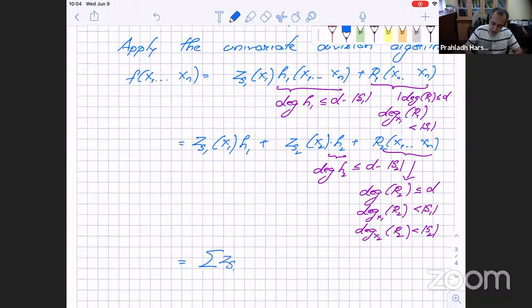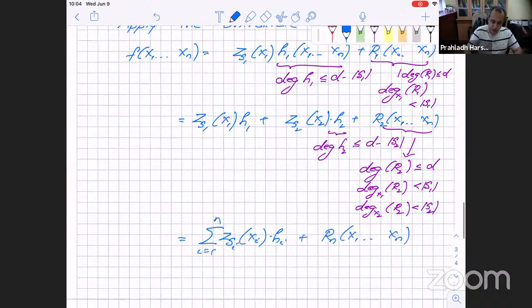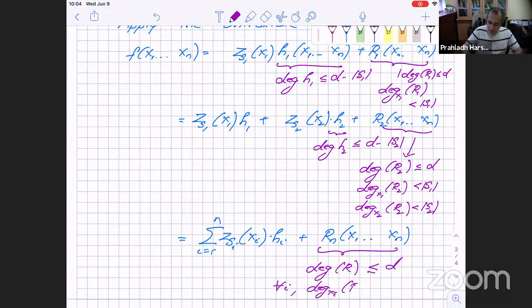summation ZSi, Xi, Hi, i going from 1 to n, plus Rn of X1 to Xn. And what we have at this point is the total degree of R is possibly less than or equal to D. I have no control. But for all i, the degree of the ith variable of Rn is strictly less than Si. Now Ri is a polynomial of the type which we talked about before. Its individual degrees are bounded.